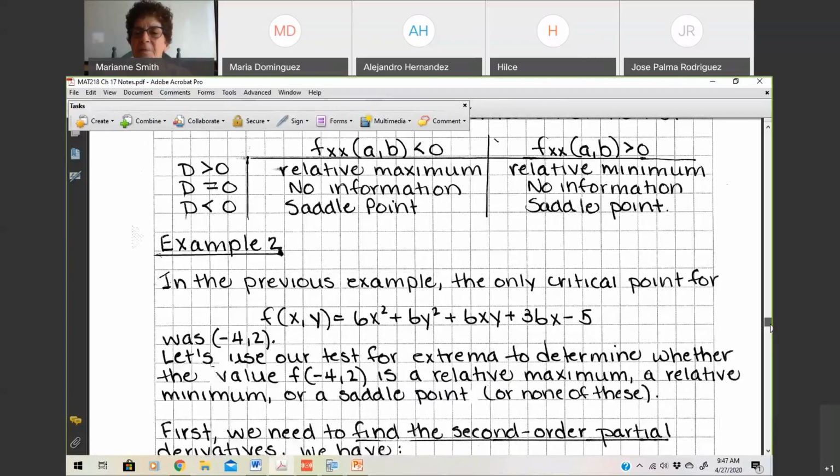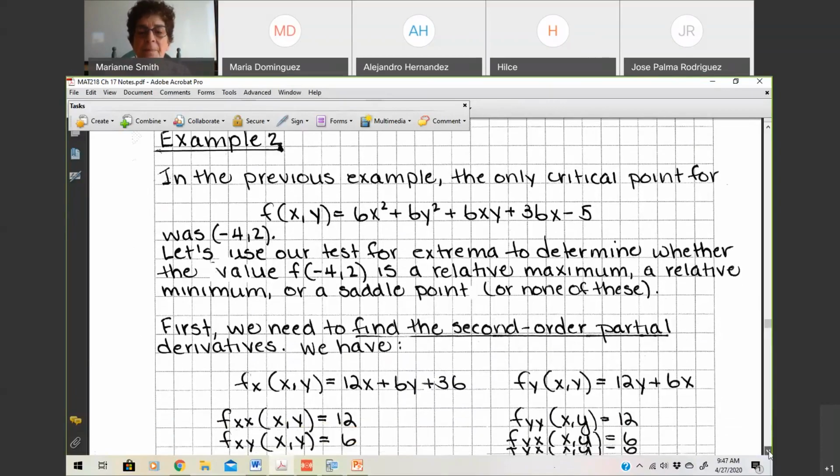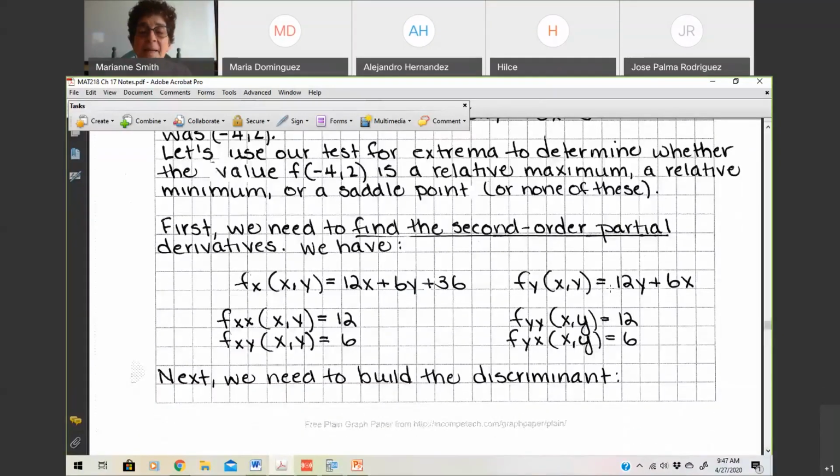In that previous example, the only critical point we got for our function was (-4, 2). Let's figure out what it is. Does this ordered pair correspond to a maximum, a minimum, or a saddle point? Or possibly none of these if the discriminant is 0. So the first thing you need to do is find the second order derivatives. I'm putting the first order derivatives here again, because it's a lot easier. I wrote it right this time, you can see.